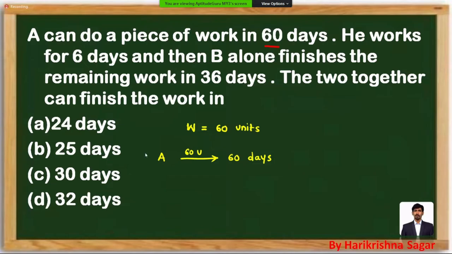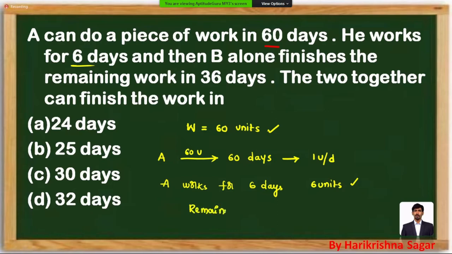A can do 60 units of work by taking 60 days of time. That means he can finish one unit in every 1 day. As per the narration of the story, he works for 6 days and then B alone finishes the remaining work in 36 days. If A works for six days, how many units of work can he finish? If A works for 6 days, he is able to finish 6 units of work. Out of the 60 units of work, 6 units of work is completed. So then try to understand what is the remaining work. So the remaining work will be 60 minus 6, that's nothing but 54 units.